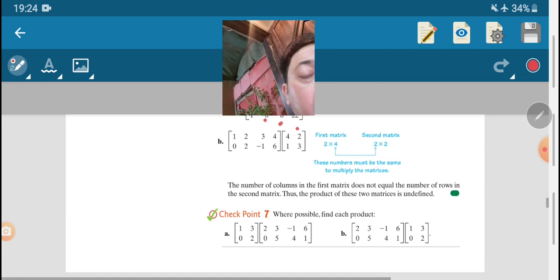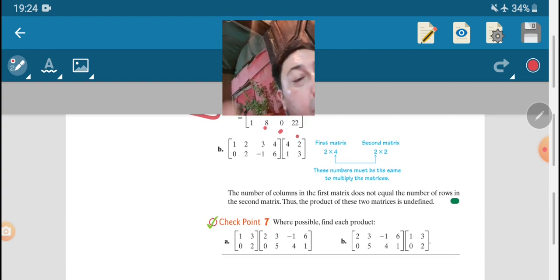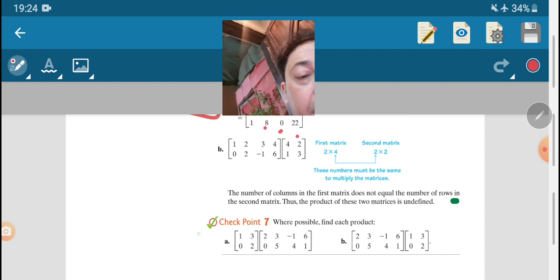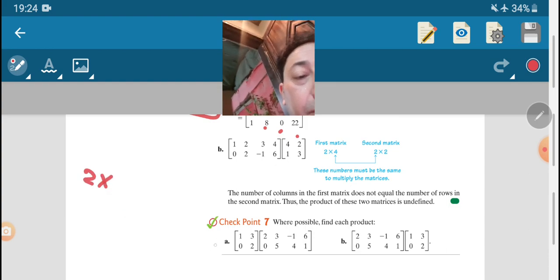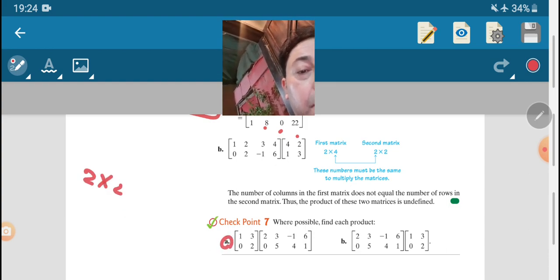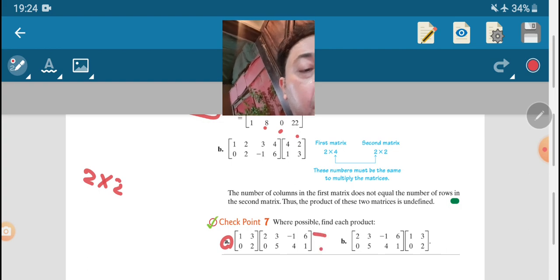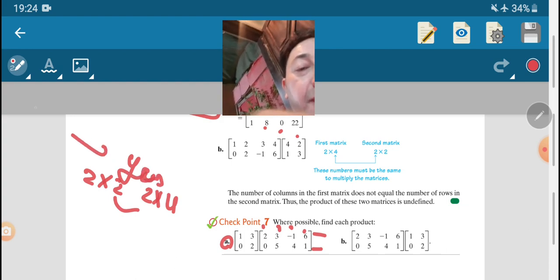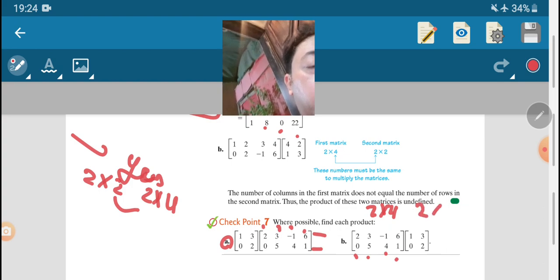Let's see here how to check whether you can multiply or not. Here the first matrix is 2 by 2. The second matrix has 2 rows and 4 columns. Yes or no? If yes, after that you can multiply. Here is 2 by 4 and here is 2 by 2, so we cannot. Say no.